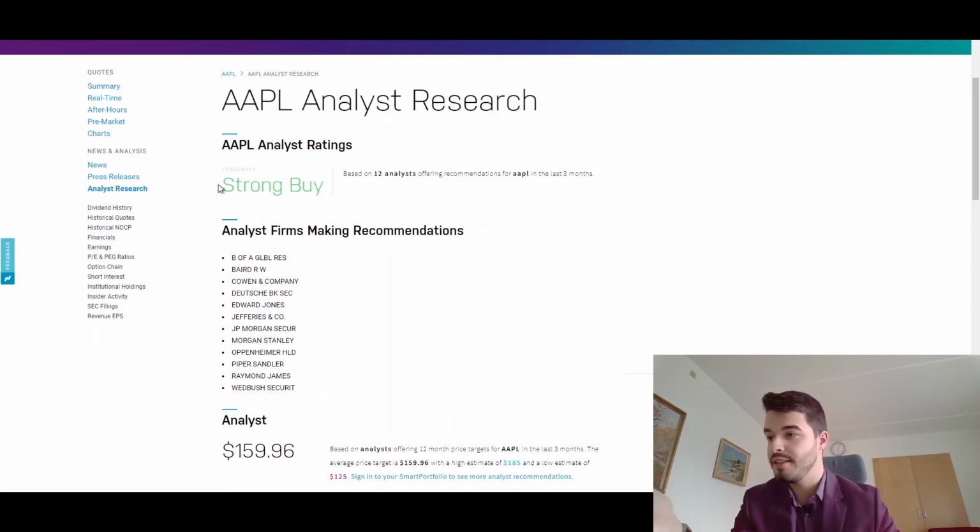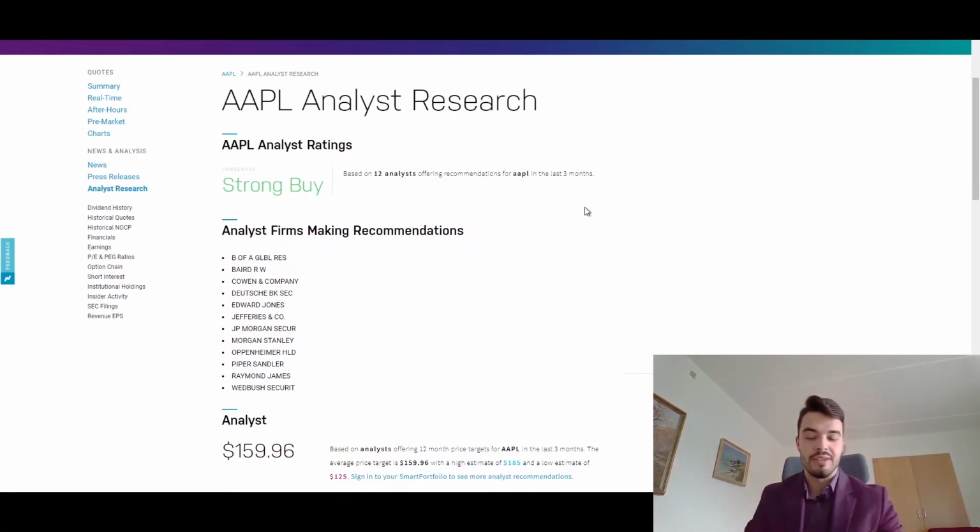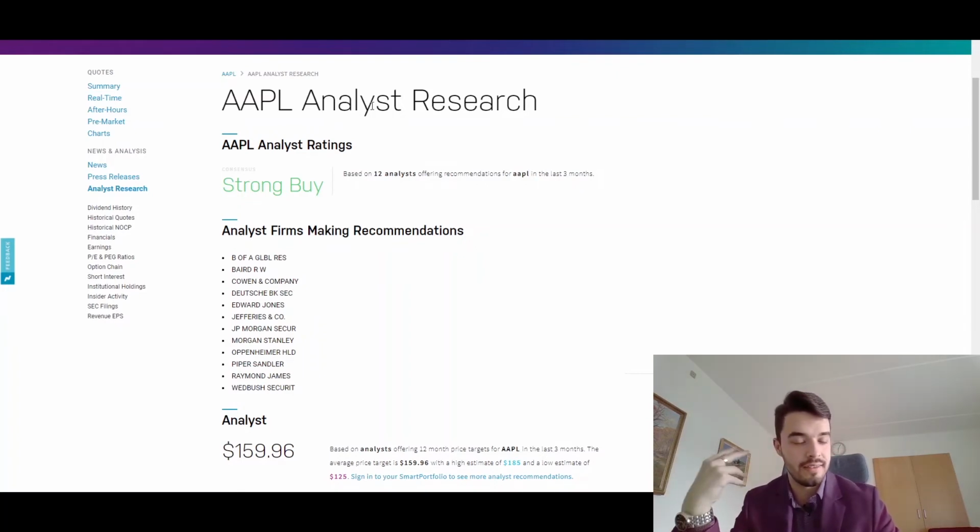For Apple, it is a strong buy based on 12 analysts in the last 3 months. What can that tell you? That can tell you that Apple is going to grow in the future, which, to be honest, is pretty simple to the mind. Apple is a very good company, a very big company in my opinion, so compared to the analysts, it would grow. So you need to check that section, see what the smart big boys are telling you, and decide for yourself if you're going to follow this advice.